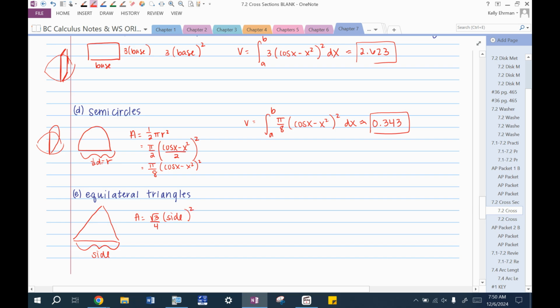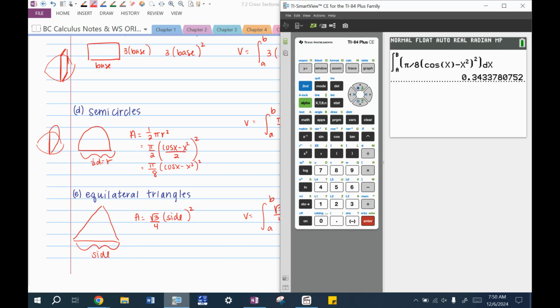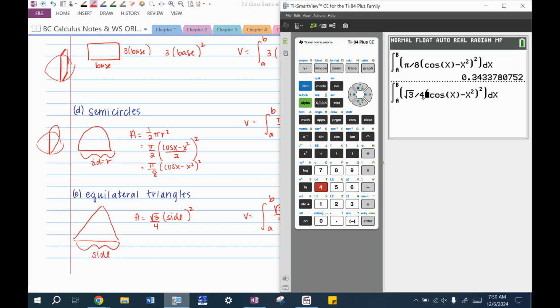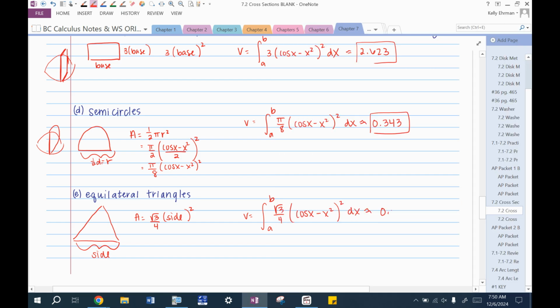The side is our cosine x minus x squared. So this volume is the integral from a to b of radical 3 over 4 times (cosine x minus x squared) quantity squared, dx. All I want to change about this is that it's radical 3, and that's over 4. Otherwise, it is side squared. So 0.379.